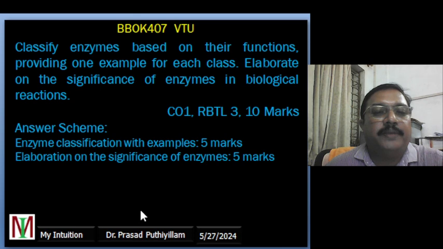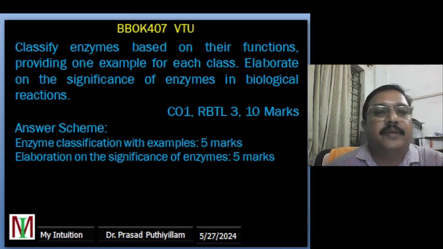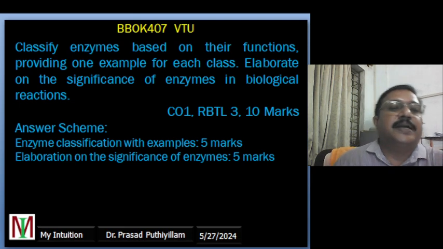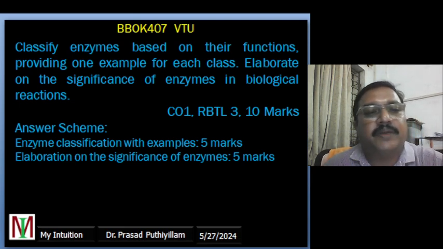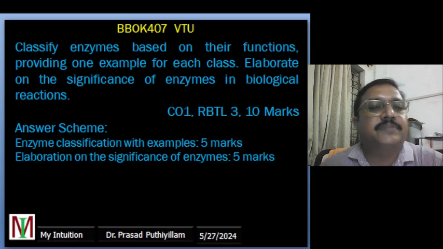Now move on to the next topic, that is enzymes. The question is framed: classify enzymes based on their functions, provide one example for each class, and elaborate on the significance of enzymes in biological reactions. Course outcome 1, level 3, 10 marks. So the answer scheme: classification with example carries 5 marks, and elaboration on significance of enzymes carries 5 marks.